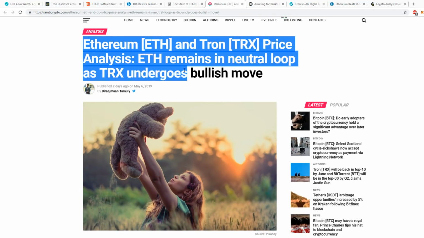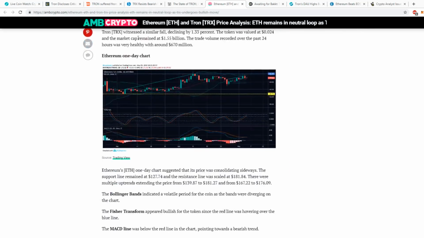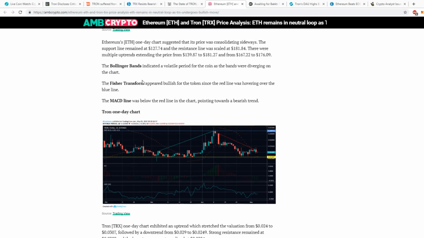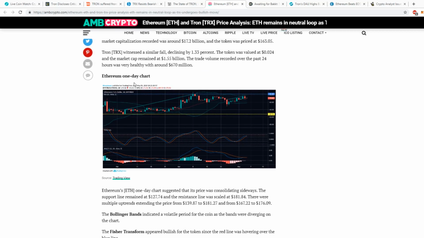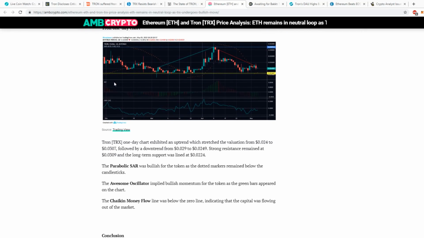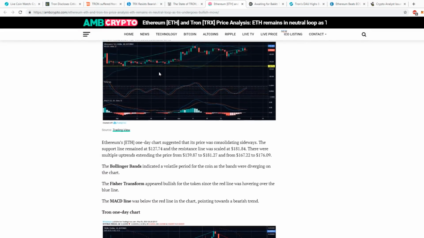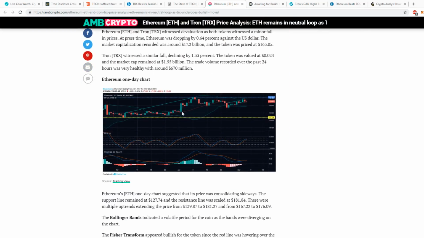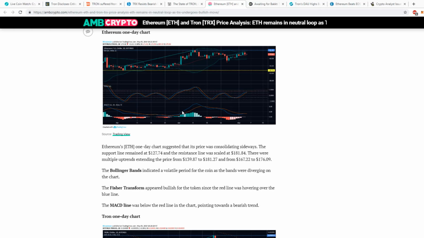Now, Ethereum and Tron price analysis. Ethereum remains in neutral loop as TRX undergoes bullish move, and I've definitely seen a lot of enthusiasts compare Ethereum and Tron. I still think you should not do that, right? If we're comparing Ethereum and Tron price-wise, you're just comparing a 1 month old baby to a 9 month old baby, or no, to a 4 year old, and asking them how much they can do in terms of walking. The 4 year old is of course gonna be walking like a beast, and the 1 month old can't walk at all. Same with Ethereum and with Tron. But, oh wait, no, I should maybe phrase it differently.